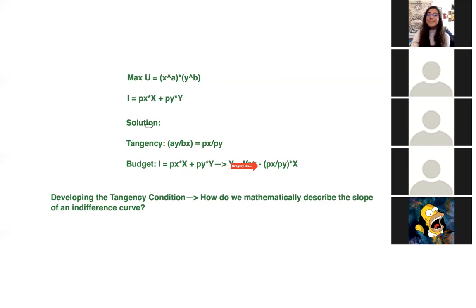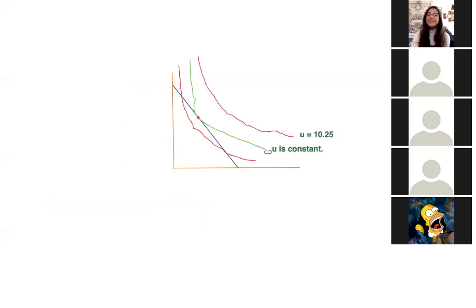Do you follow me, Miriam? Yeah. But here, with the utility function, there's no way to put this in slope intercept form. It's nonlinear. So we're stuck, right? Mm-hmm. But what we can do is use one of our observations, in particular, that U is going to be constant. Okay.